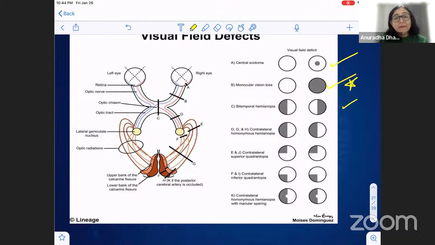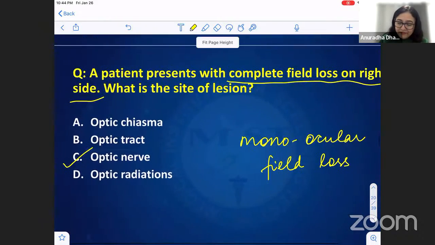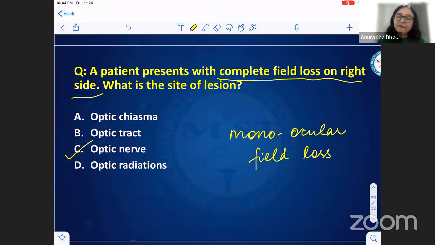If it is bitemporal hemianopia, it is your optic chiasma. If it is homonymous hemianopia, the lesion will be in the optic tract. Then the quadrantic defects, superior ones, temporal lobe; quadrantic defects, inferior, pie on the floor, parietal lobe lesion; and homonymous hemianopia with macula sparing is seen in cases of lesions in the occipital cortex. Right? So coming back to the question here, complete field loss on the right side indicated that they are asking about monocular field loss. The answer should be your optic nerve.